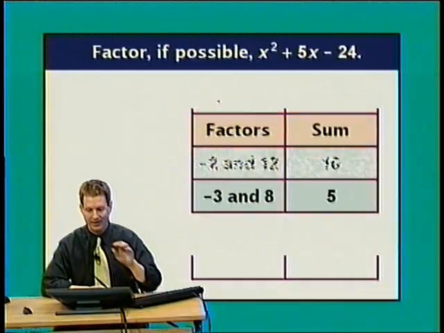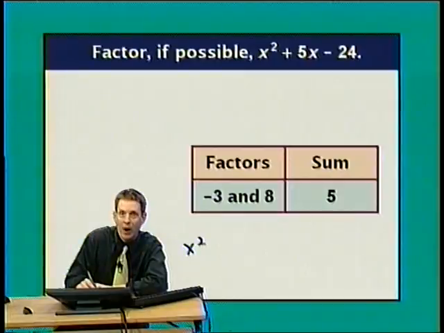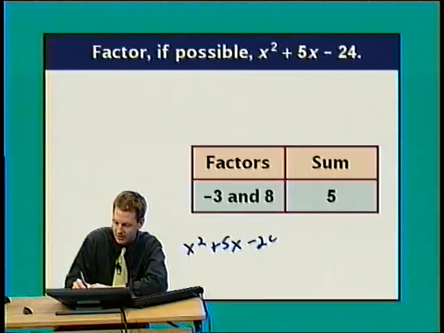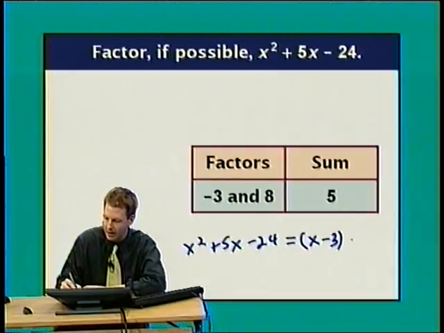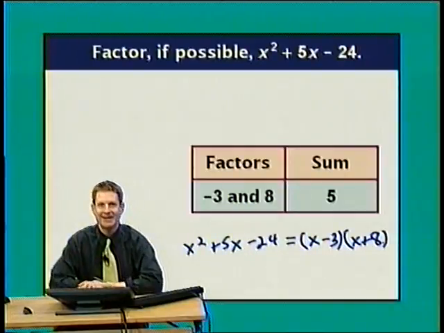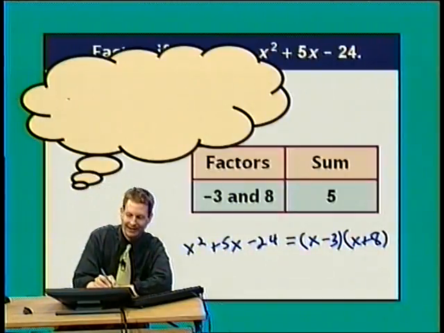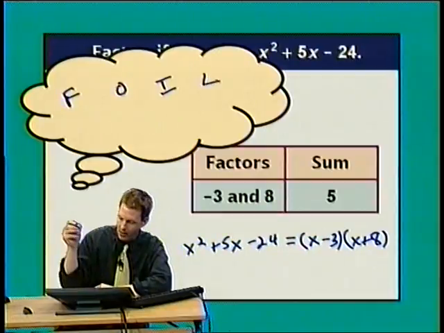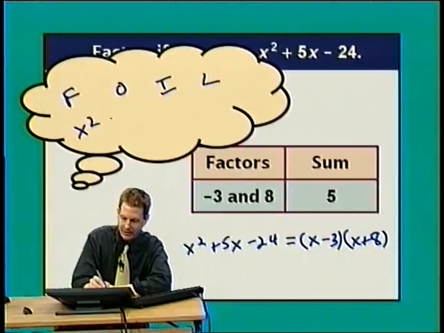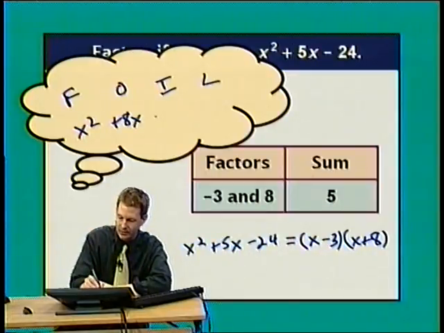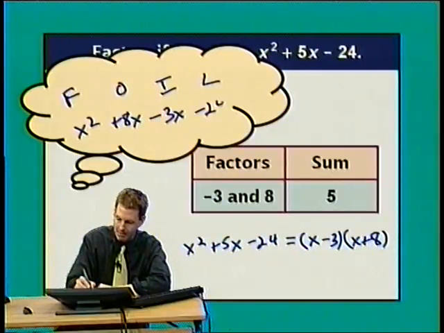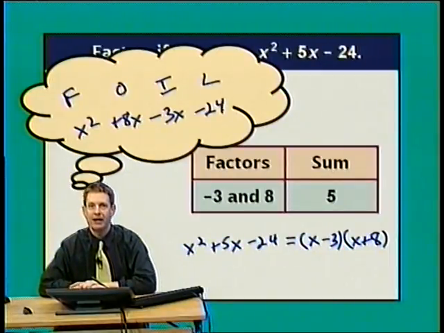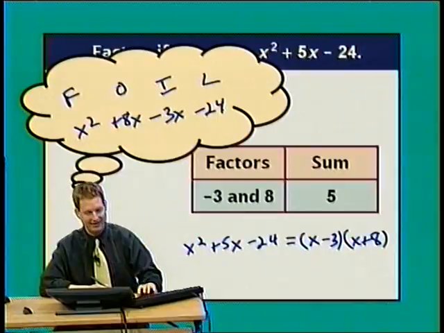My search is over. It must be the case that x squared plus 5x minus 24 equals x plus negative 3, which I'm going to write as x minus 3, times x plus 8. Let's check. FOIL. X times x is x squared. X times 8 is plus 8x. Negative 3 times x is minus 3x. And minus 3 times 8 is minus 24. And all I'm really checking here is the O and I part of FOIL. Do the O and I add up to 5x? Surely they do. Let's move on.